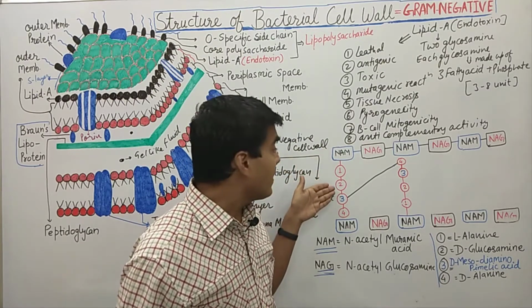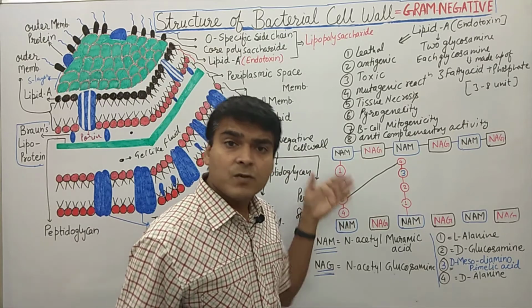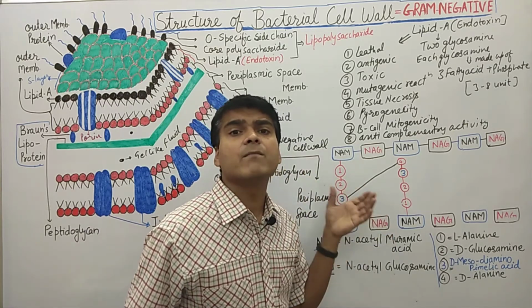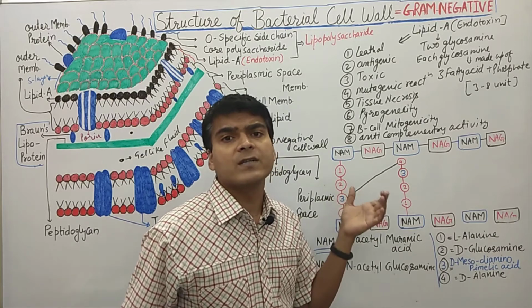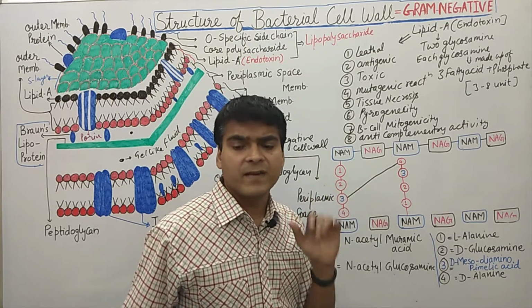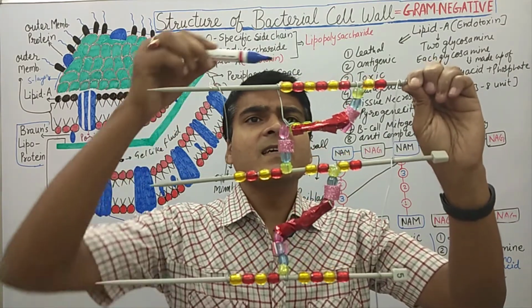So this tetrapeptide is made up of 4 amino acids. I am showing you this structure with the help of a model, which I showed earlier for gram-positive bacteria, but there are some differences. Just look at the model. Now just look at the structure.